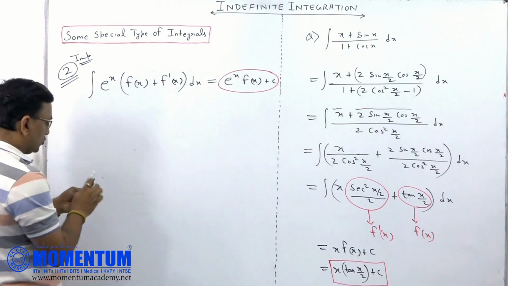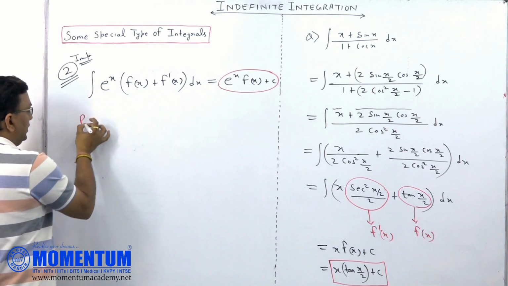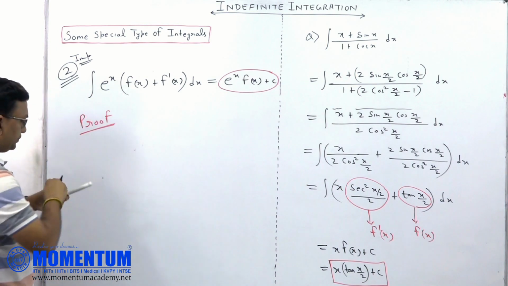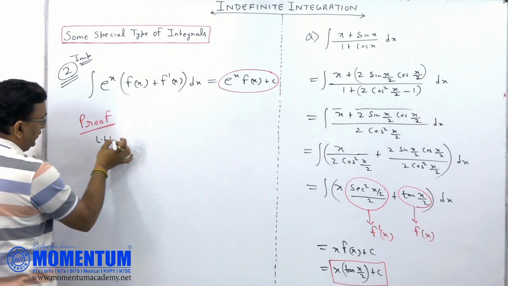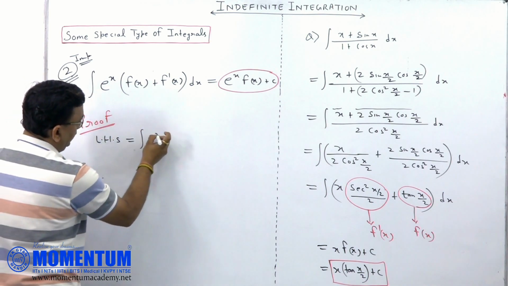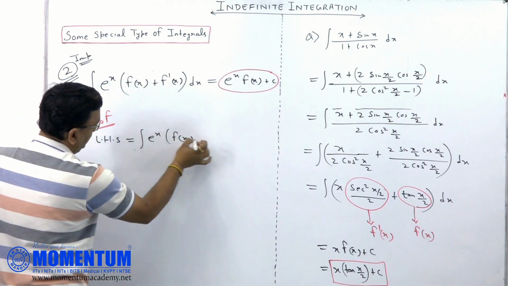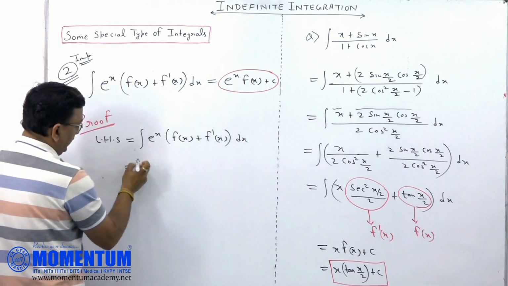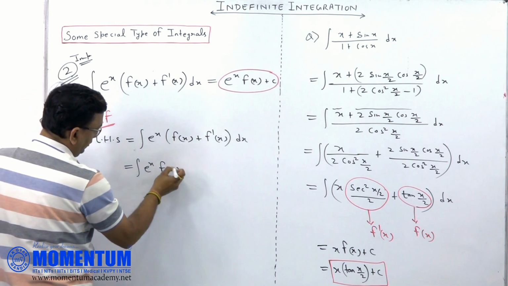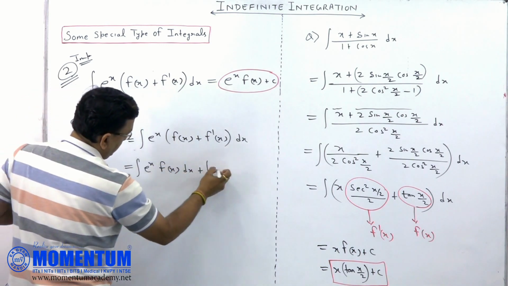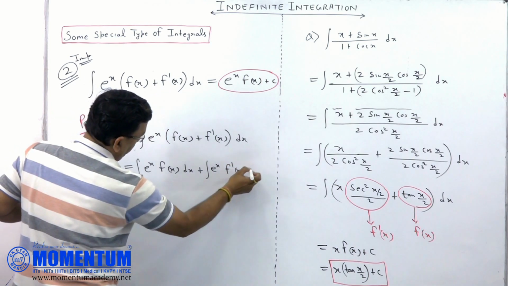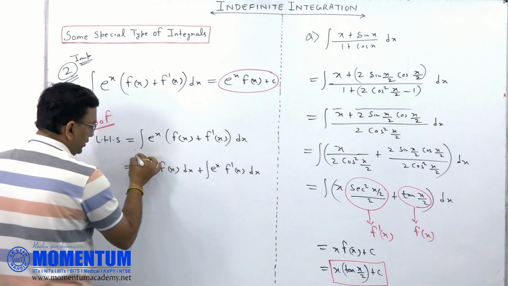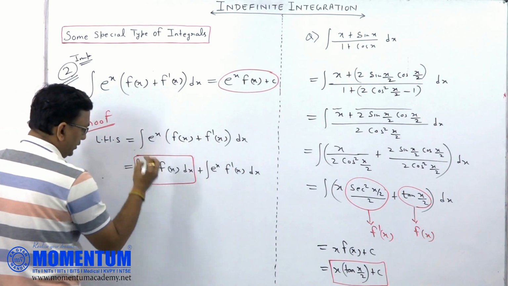Now, in a school exam, they may ask proof of this integral. So, I am doing that. I am starting with left hand side, which is integration of e to the power x times f of x plus f dash x. I am separating the integral in two parts, e to the power x into f of x plus e to the power x into f dash x. Now, here I am going to apply by parts.